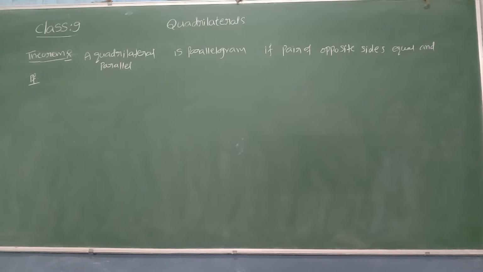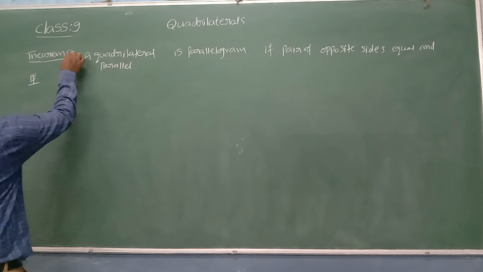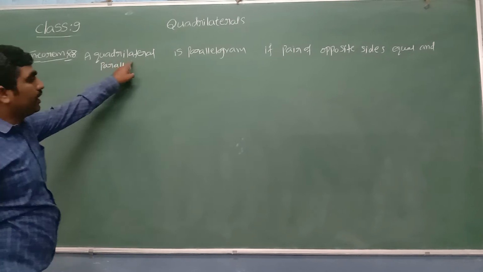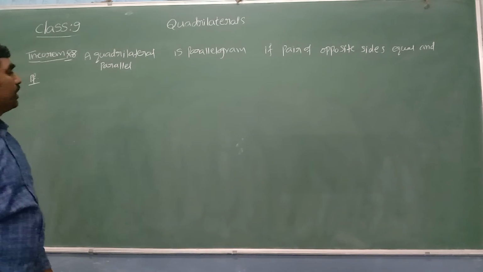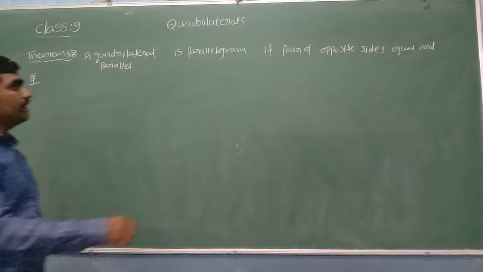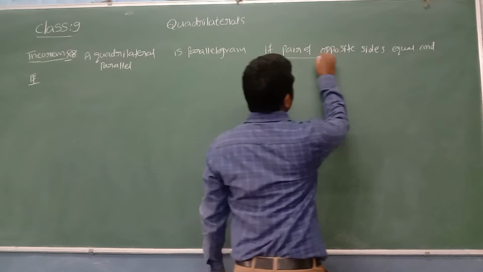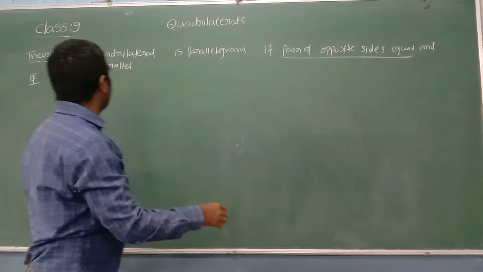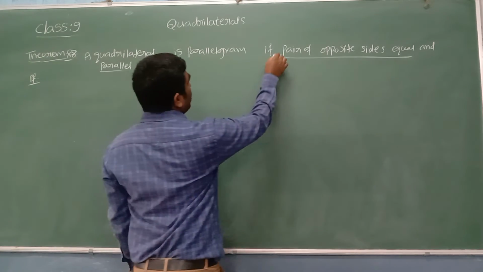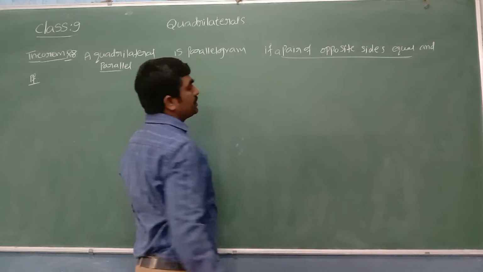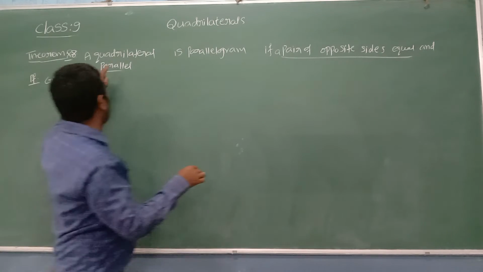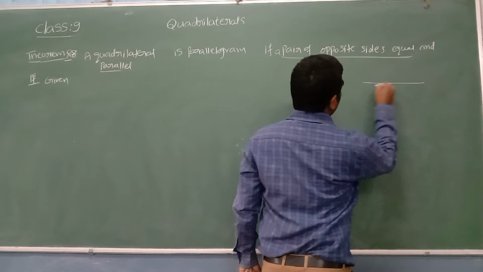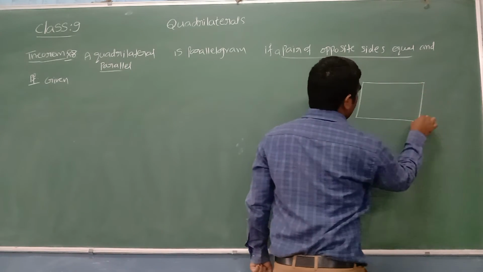Yes, children, let's see one more here. Theorem 8.8 we'll see now. A quadrilateral is a parallelogram if a pair of opposite sides are equal and parallel. Here they said a quadrilateral whose pair of opposite sides are equal and parallel. Only about one pair they said here. So we'll write the given data first, and before that we'll draw a quadrilateral. So let me draw one quadrilateral first here.